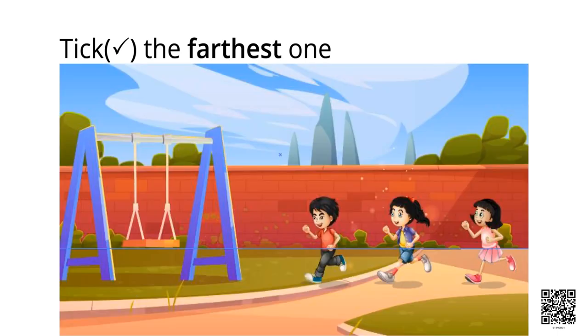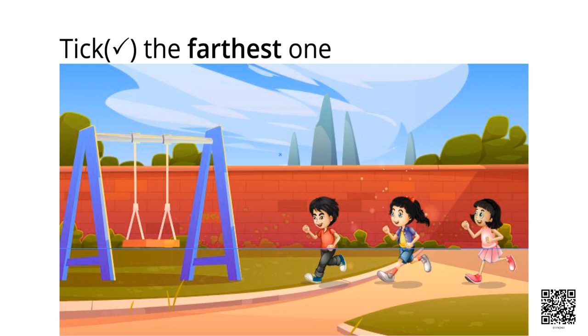So, now children, look at this picture. Amazing. All the children here are running to have fun on the swing. So, who will reach the swing first? Just think. Obviously, the one who is nearest to the swing. So, can you tell me who is nearest to the swing?